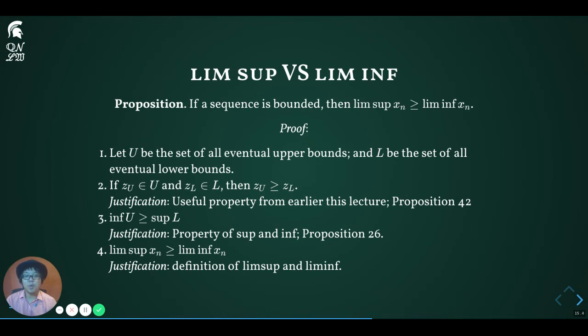This was discussed as a property of the supremum and infimum in week 3, and we recorded it as proposition 26. Since these quantities are by definition the lim sup and lim inf of x sub n respectively, we have proven the proposition.